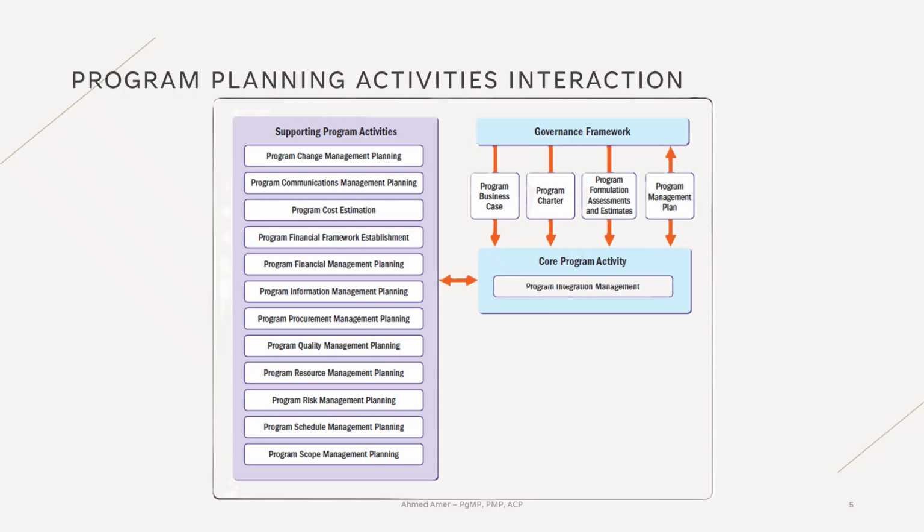Now, we move into how program planning activities interact with program integration management. First, let's acknowledge the transition we have just made. We have moved from the formulation subphase into the planning subphase. In formulation, everything was high level, early analysis, assessments, and estimates. But now, in planning, we shift into establishing and planning. This is where decisions start turning into actual plans.